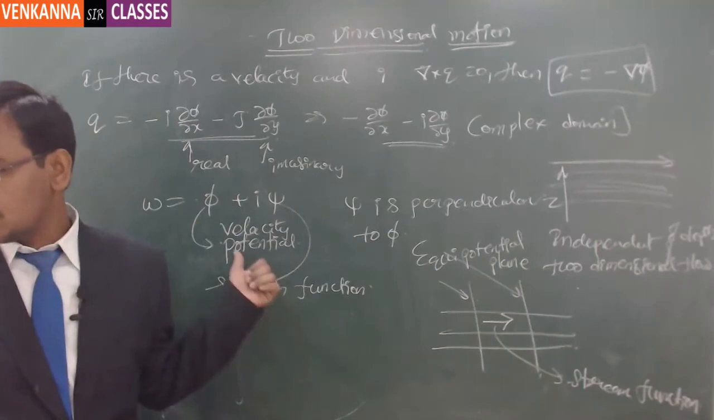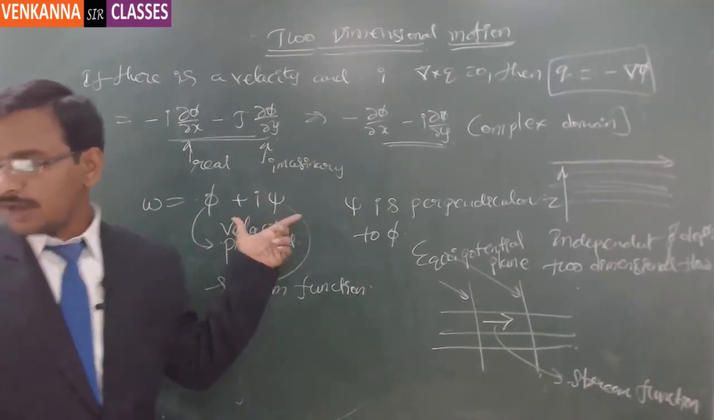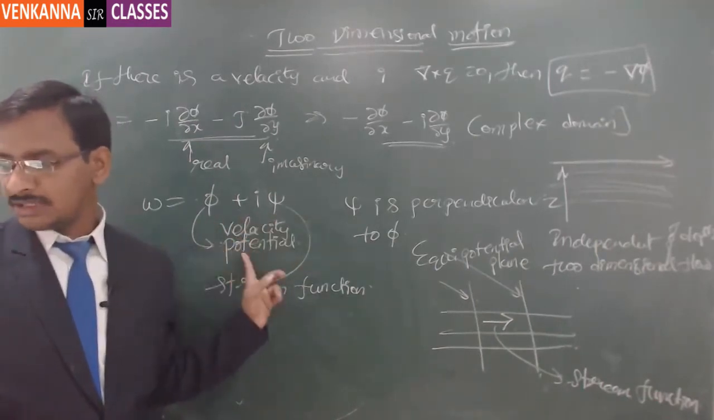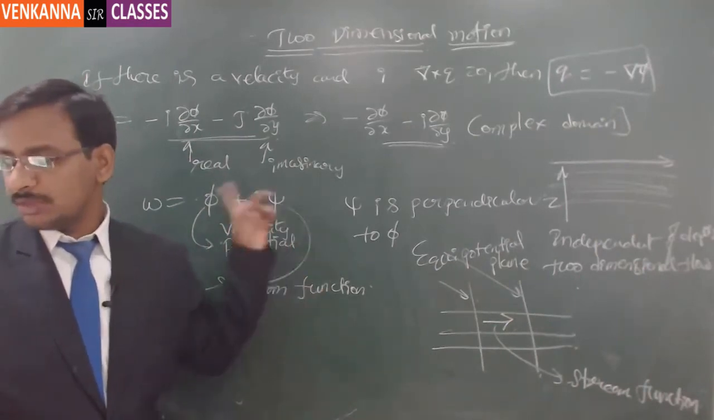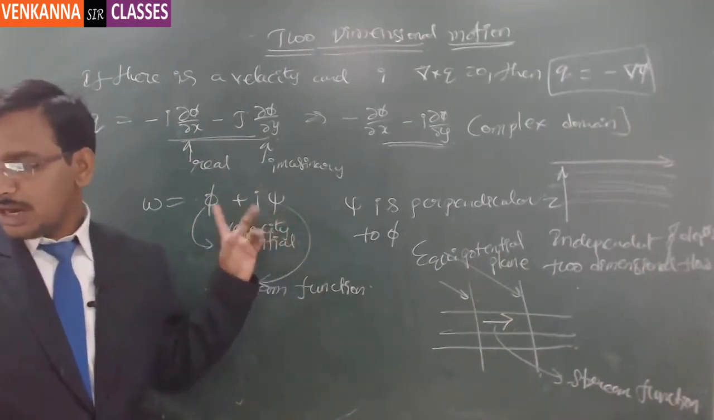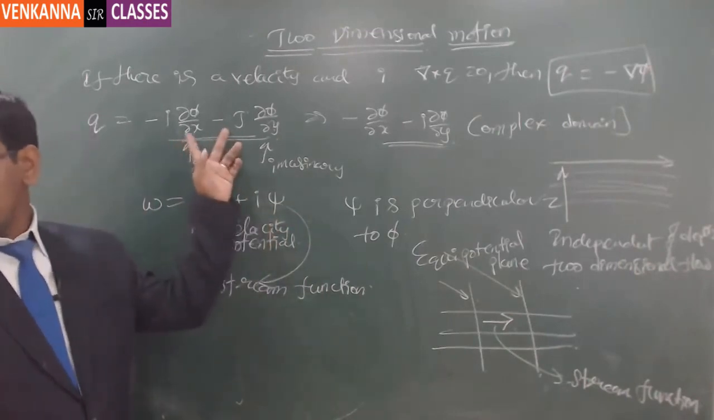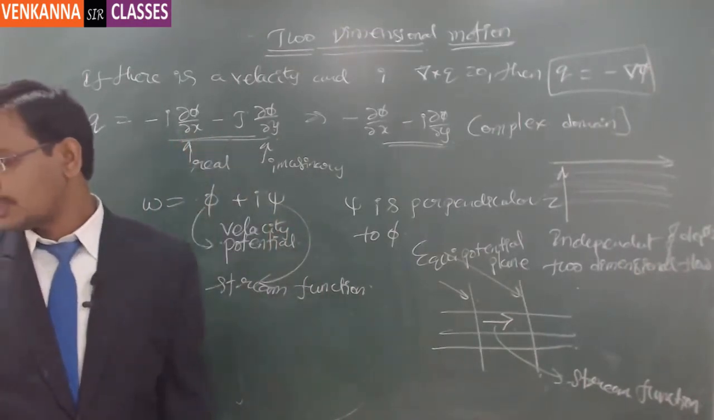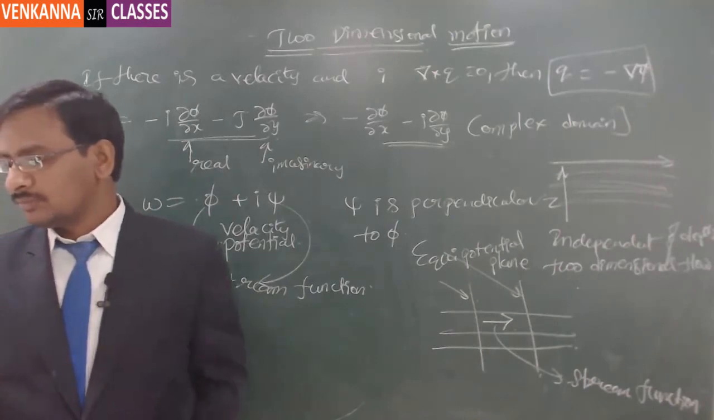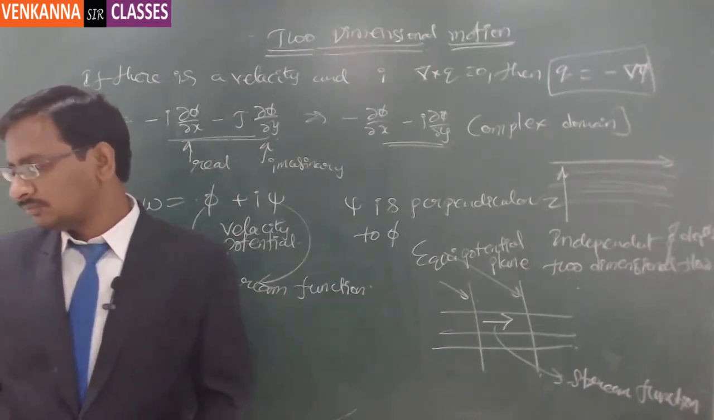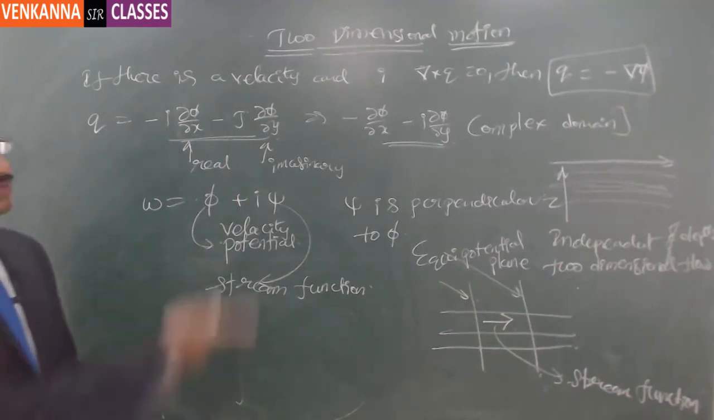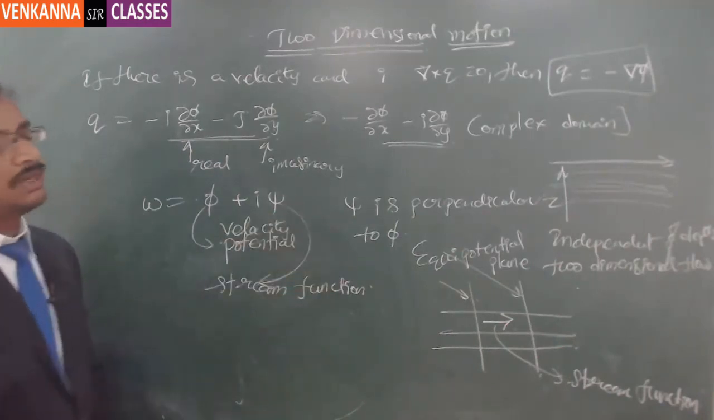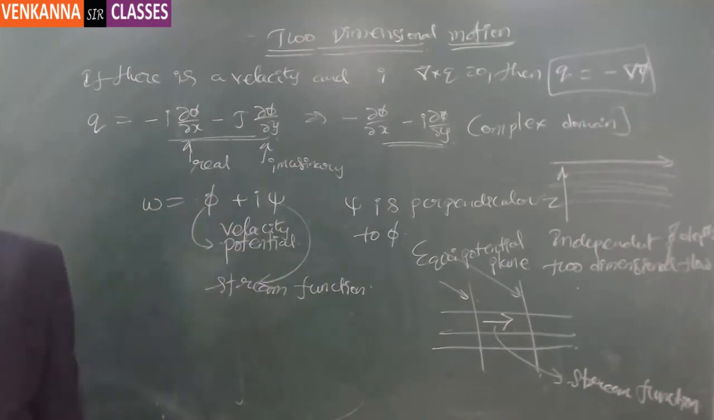So W is equal to phi plus i psi. In that phi plus i psi, phi is the velocity potential and psi is the stream function. So this is the basic understanding you should have, and we will try to relate these things here. Got it? So this is about the stream function. Just note it down, then we will bring out everything in the mathematical format.